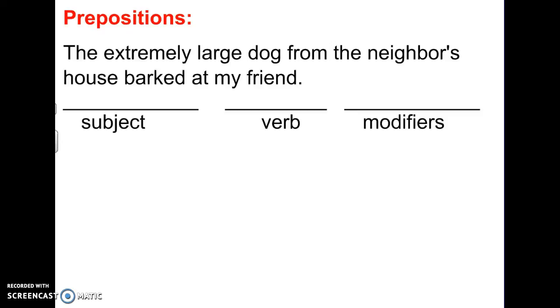What you have to do is identify the subject, the verb, and then write down any prepositional modifiers that are in the sentence. So, the extremely large dog from my neighbor's house barked at my friend. The subject is dog. The verb is barked. Are there any prepositional phrases? You would write them on the line. Yes, there are. From the neighbor's house is a prepositional phrase, and at my friend. You're going to write those on the modifiers line. Stop this video. Do sentences 1, 2, 3, and 4 in the packet, and then check your answers. Stop the video now.